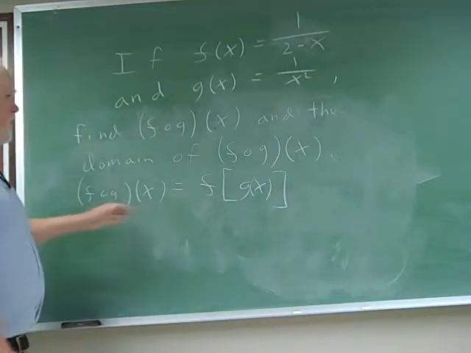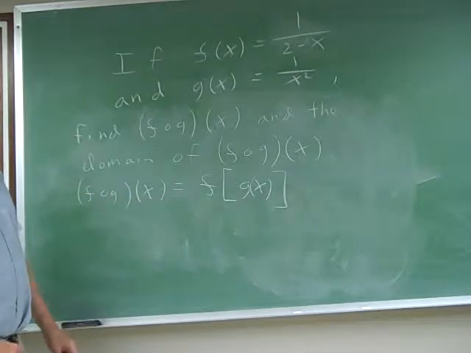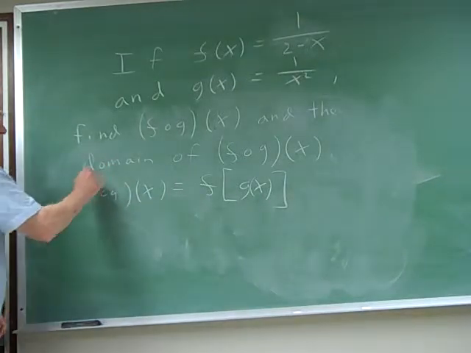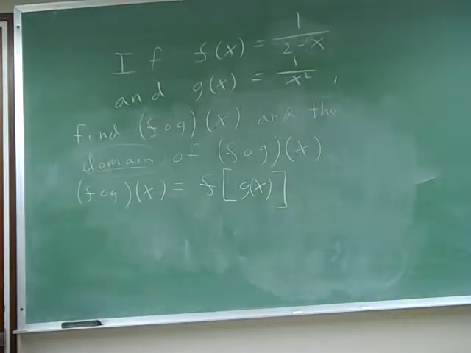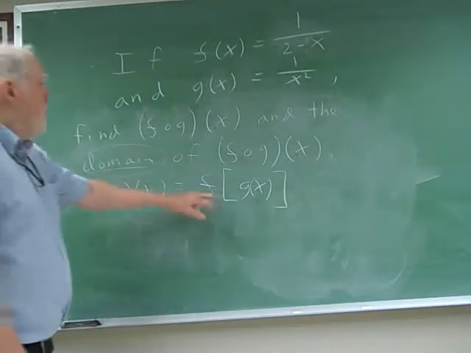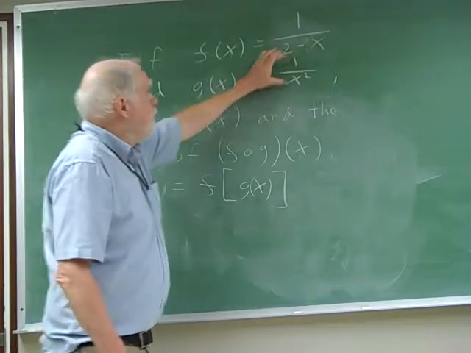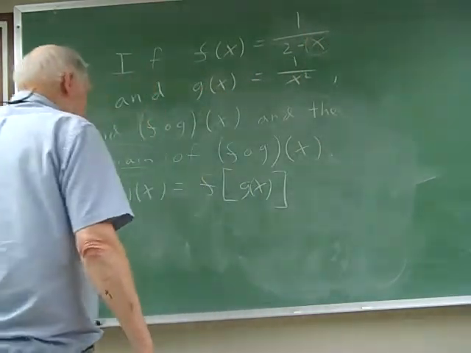Because all you do is you just stick g of x inside of f of x, and that's usually fairly simple, and then you simplify the result. Most students have trouble with this domain, though. This is tricky. And there's a nice little trick you can use to find that. But let's start out with finding f of g of x, and what I have to do is put this 1 over x squared right in here, right into x.